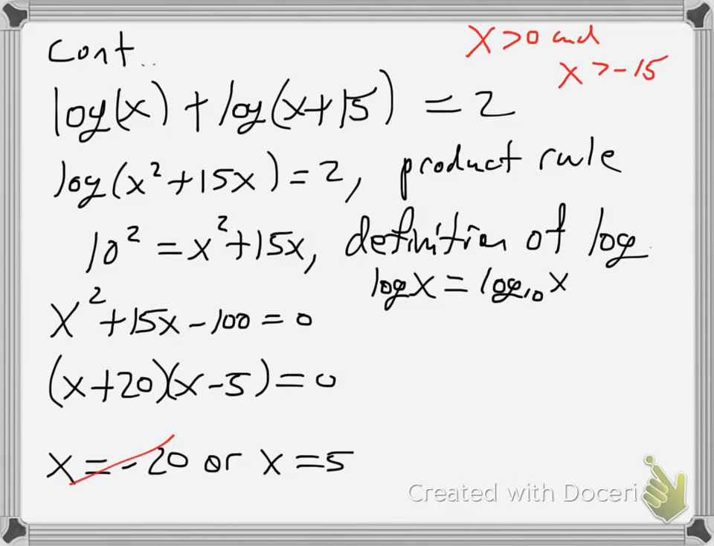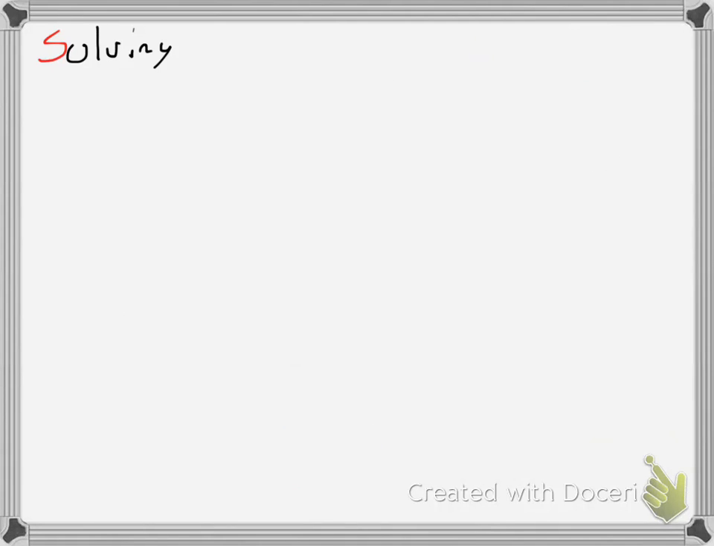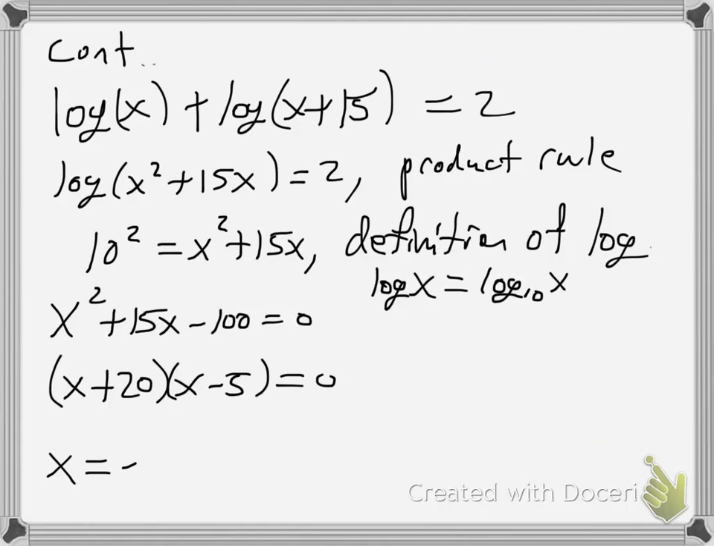Now I have these two requirements here. Let's see if we can go back here. One of them is x has got to be greater than 0 because of just the log x. The x has to be greater than 0. The other requirement is log of x plus 15. The x plus 15 has to be greater than 0. So we have x is greater than 0 and x is greater than negative 15. And x greater than 0 is more restrictive.